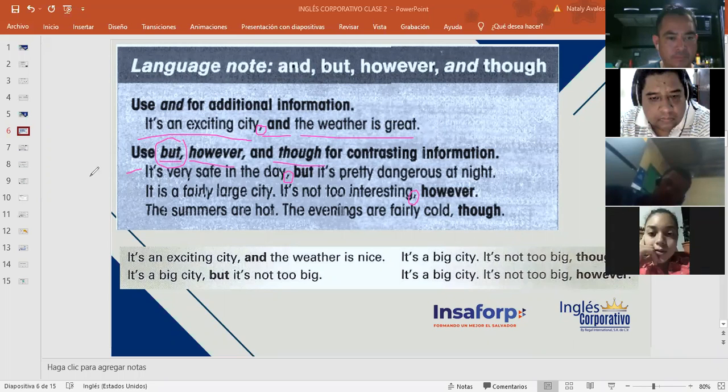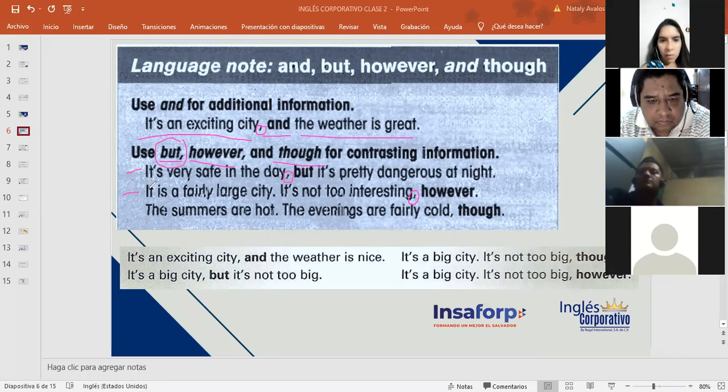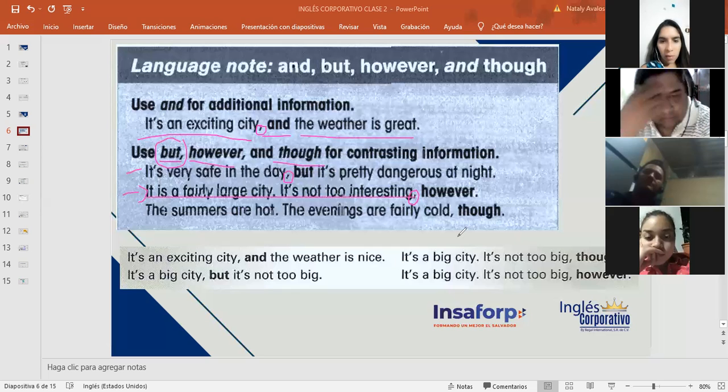Carlos Antonio, can you help me to read the next example? It's a fairly large city. It's not too interesting, however. Okay, it's a fairly large city. It's not too interesting, however, right? De todas maneras, o en otras palabras, right? It's not too interesting, however. Or de todos modos, right?